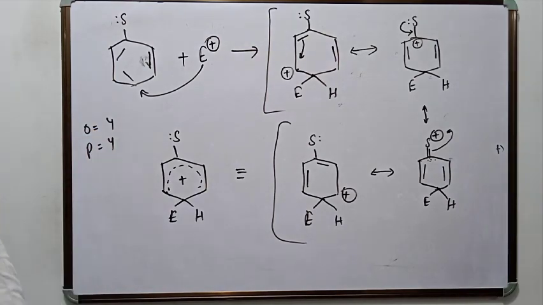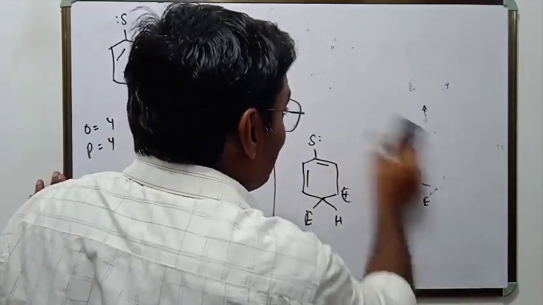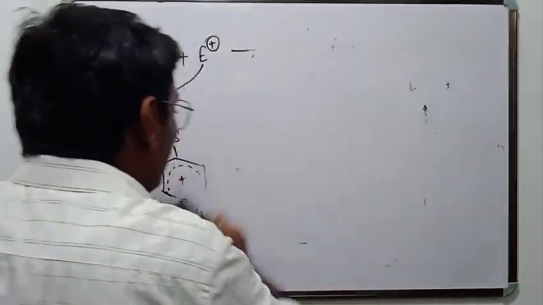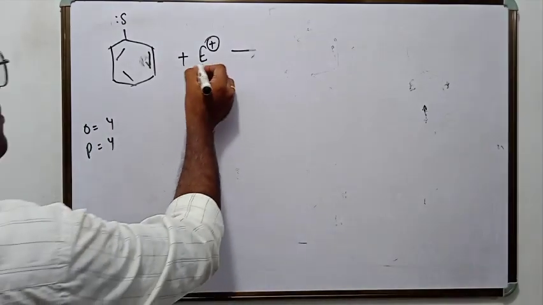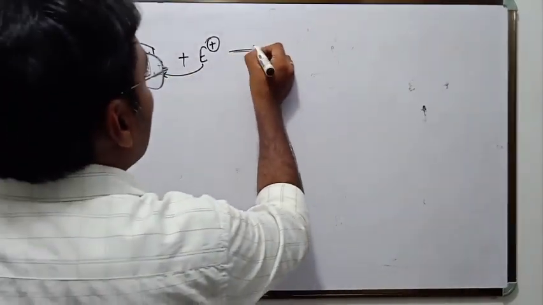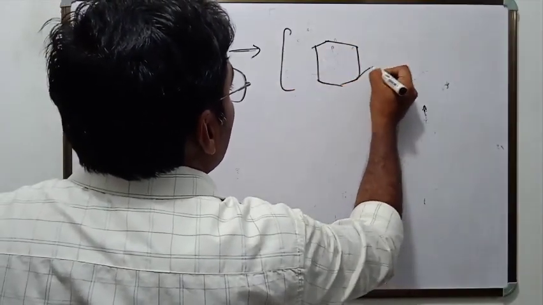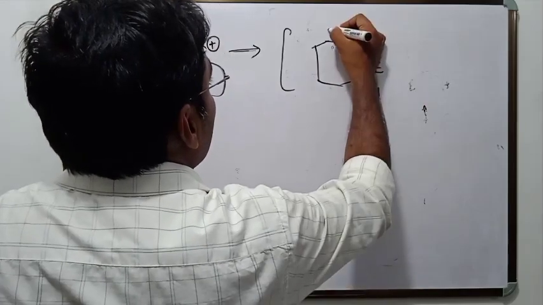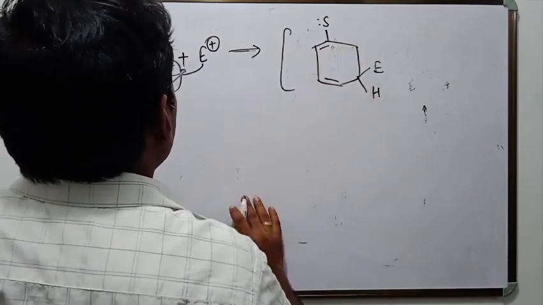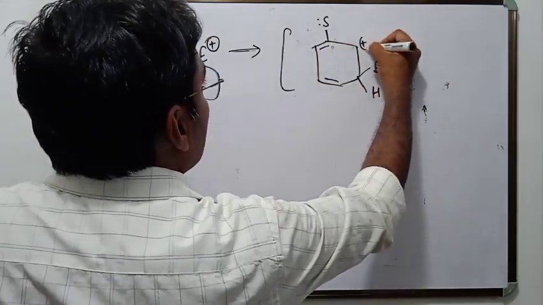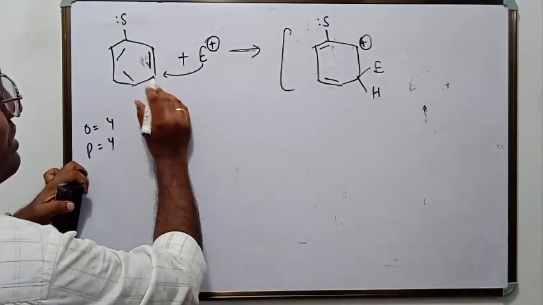Now let us see the meta attack. We have to compare all, correct? As I said earlier, before we started, we have to compare all the carbocations and see which is more stable. So now let us go for meta attack and see how many resonating structures are possible. So here we go for the meta attack. Let me draw the substituent also here. Here are the 2 electron pair and the positive sign comes here, because this electron has been given to E, right?